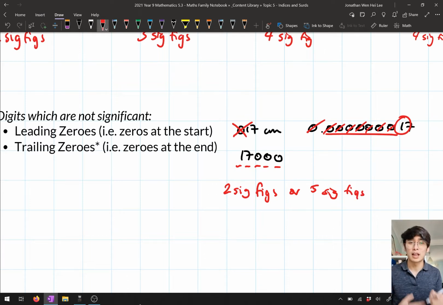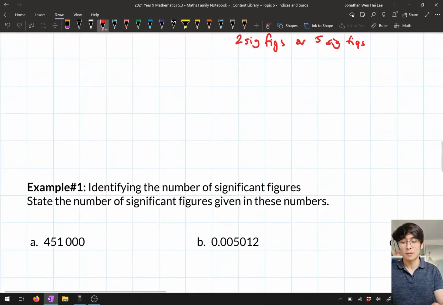So when we're trying to tell how many significant figures a number has, we need to just follow these 2 particular rules telling me which zeros I ignore. If you've got leading zeros, so zeros at the front of your number, we ignore those zeros. They are not significant figures. And if you've got zeros at the end, they could be significant or they might not be. We can't tell, unfortunately. So let's have a go at a few examples where we need to identify how many significant figures there are.